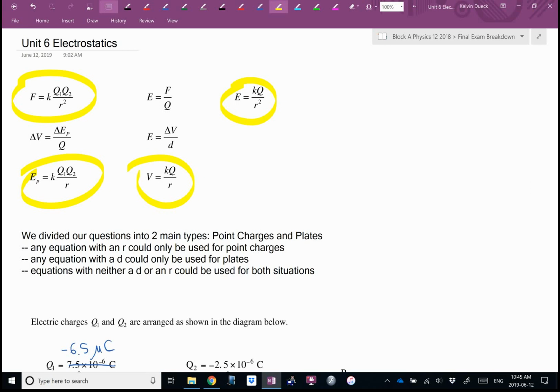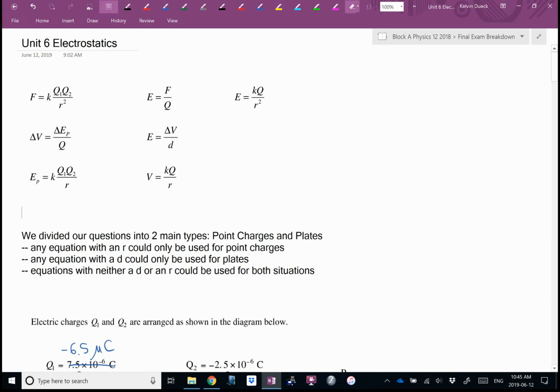Any equation with a D in it, of which there's only one, that's used between parallel plates. An equation that has neither an R nor a D could be used in any situation, and that was these 2 here. This was the definition of electric field, this was the definition of voltage, and then we adapted it as needed.